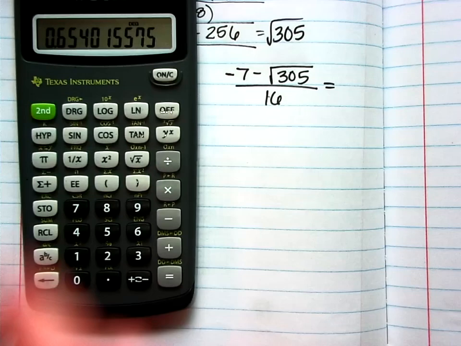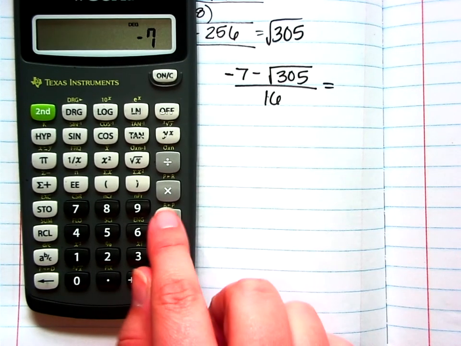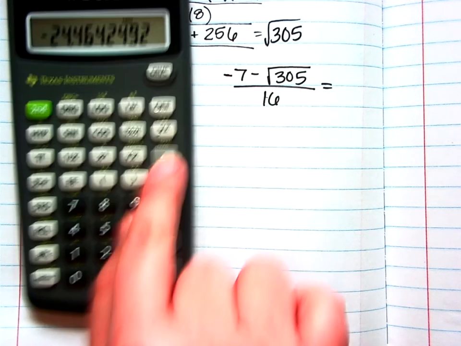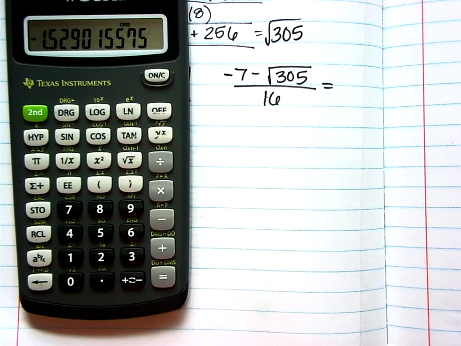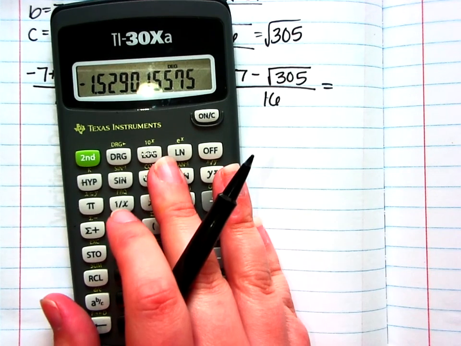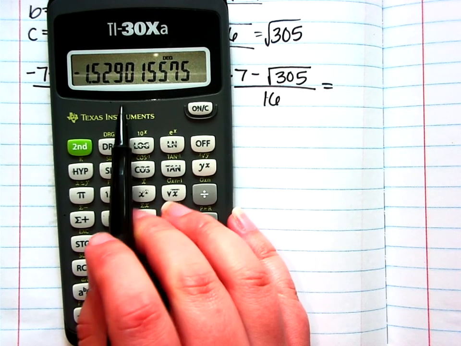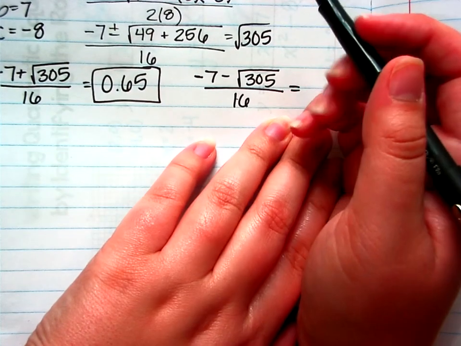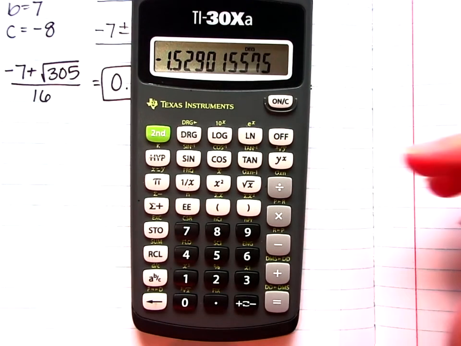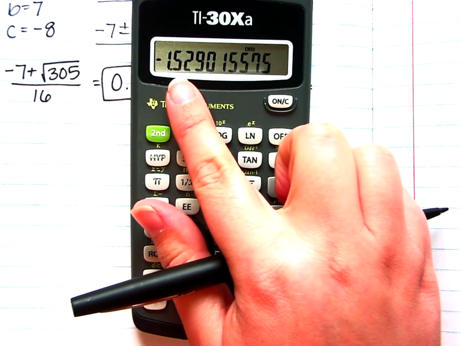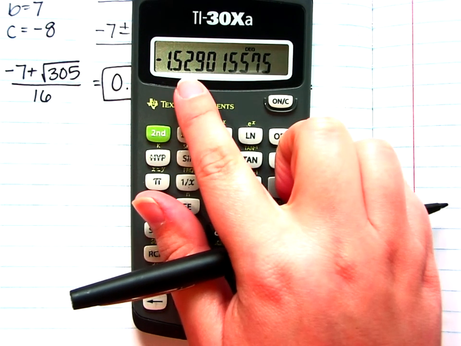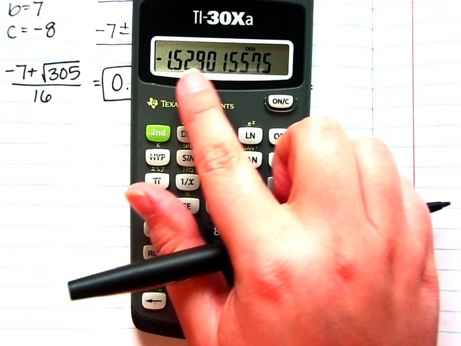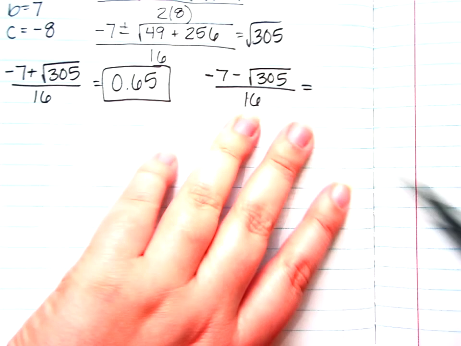And the next one, subtracting instead of adding: 7 negative minus 305 square root equals divided by 16 equals negative 15.29. There's a 0 next to the 9, so it's going to stay. Did I say 15? I didn't even see where the decimal was. Negative 1.53. I totally thought the decimal was right there. Negative 1.53. The 9 next to the 2 will make it a 3.